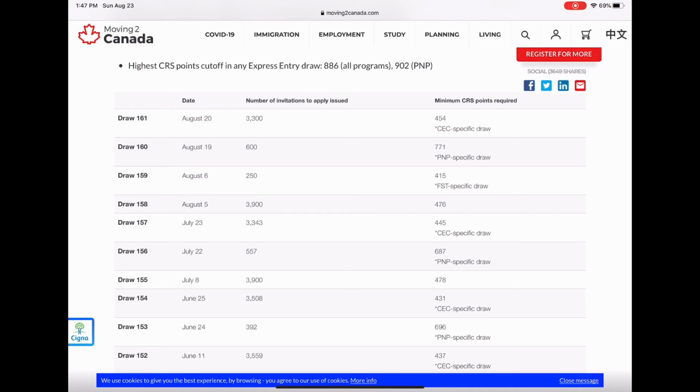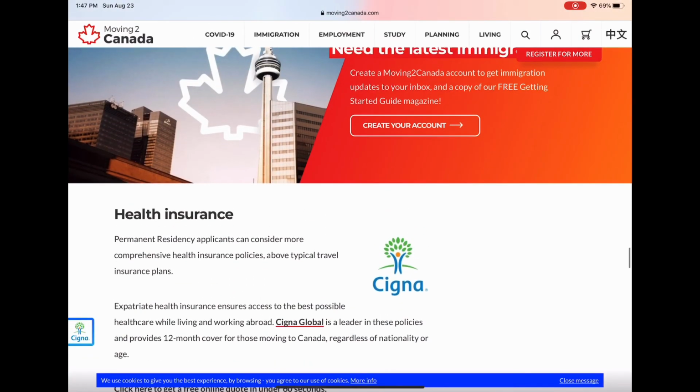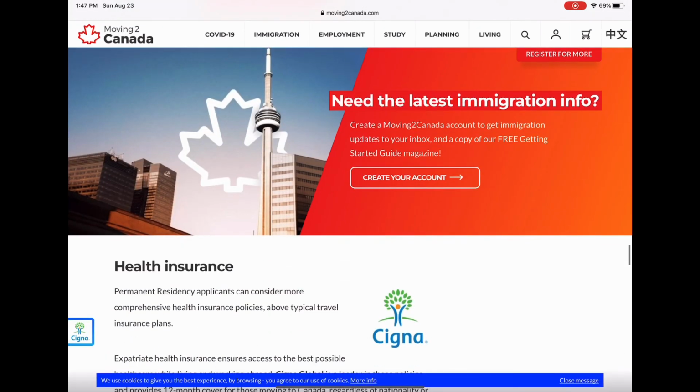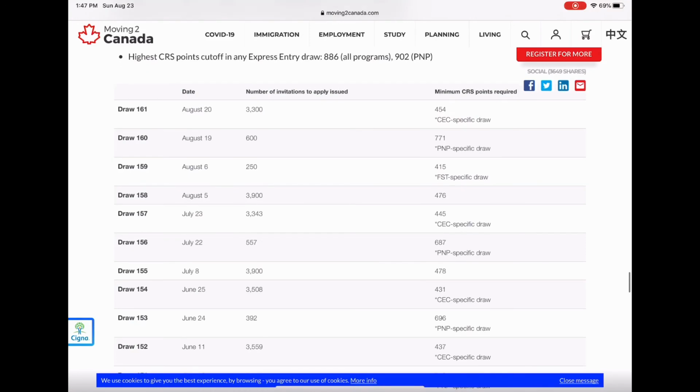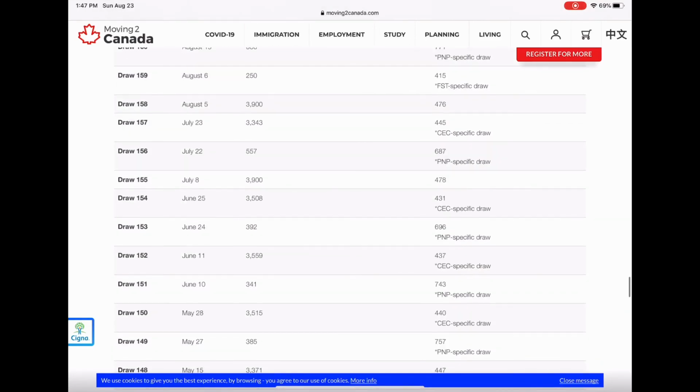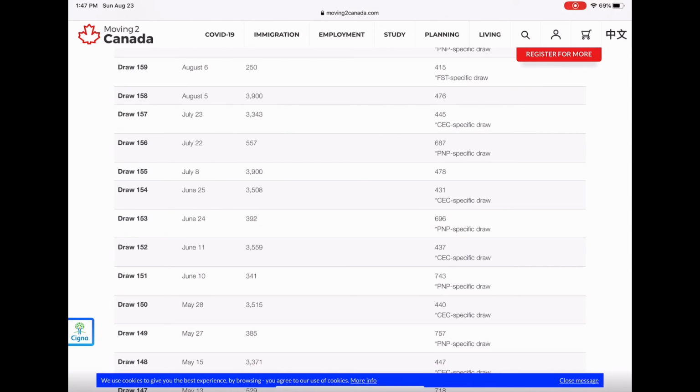So August 20, 454. So no, I was not going to get it, because mine was, I forgot, I'm going to show you, mine was 416. Now let's see. Now August 6. Yay! Okay, that was a special draw. Probably I would have. If you look at these tags like PNP, that's the provincial nominee program that I discussed.